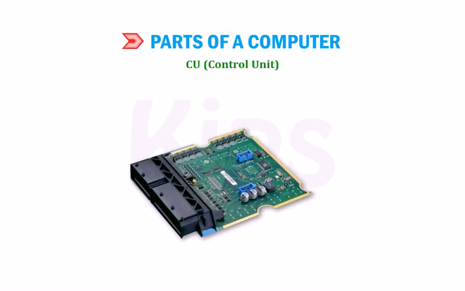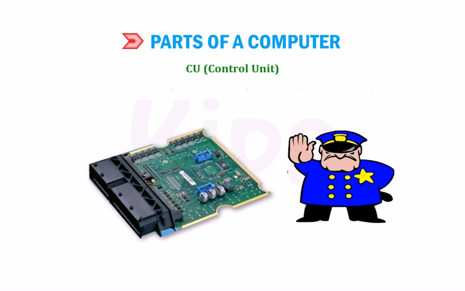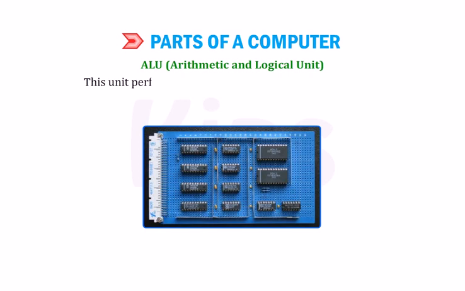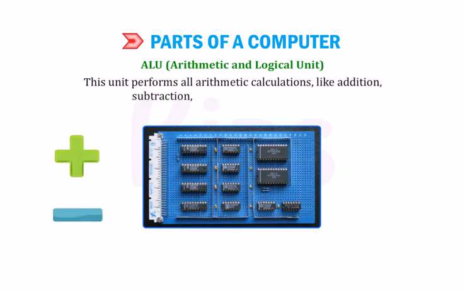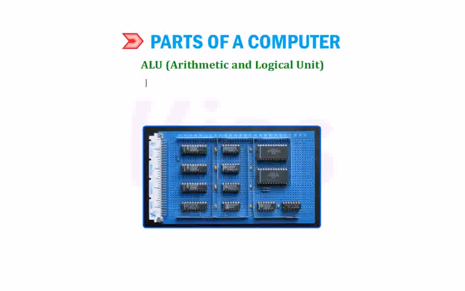CU, Control Unit. The control unit works like a traffic policeman. It controls and manages the working of all parts of a computer. ALU, Arithmetic and Logic Unit. This unit performs all arithmetic calculations like addition, subtraction, multiplication, and division. It also performs logical operations.